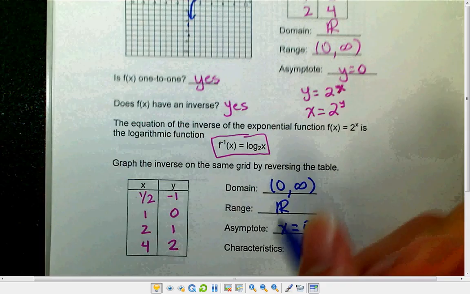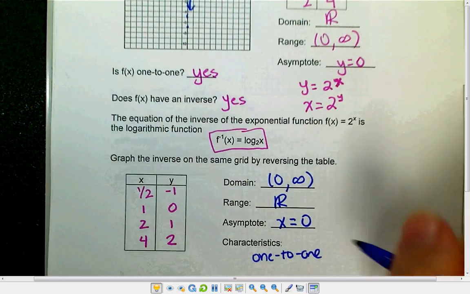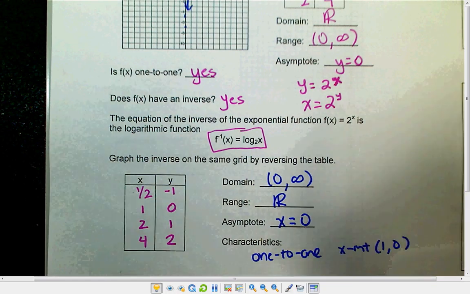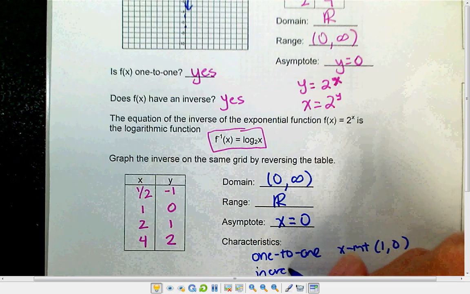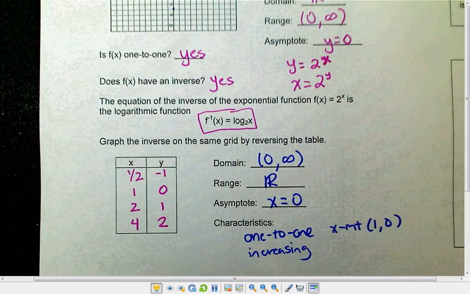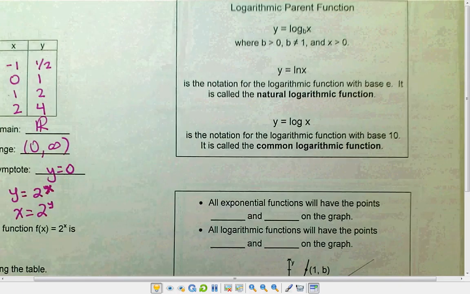Characteristics of this. So this one is still 1 to 1. There's an x-intercept at 1, 0, and it is increasing the entire time. Cool. Let's move on to the next page. So just a summary of all this.